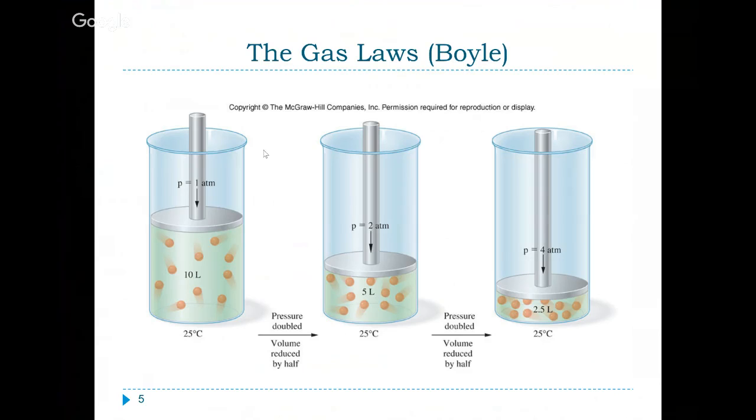From piston 1 to piston 2, we can see that we've doubled the pressure. And in doing so, we've halved the volume. And then once again, if we go from piston 2 to piston 3, we've doubled the pressure. Therefore, we've halved the volume. Or if we look at system 1 and system 3, we've quadrupled the pressure, so we have 1/4 of the volume.